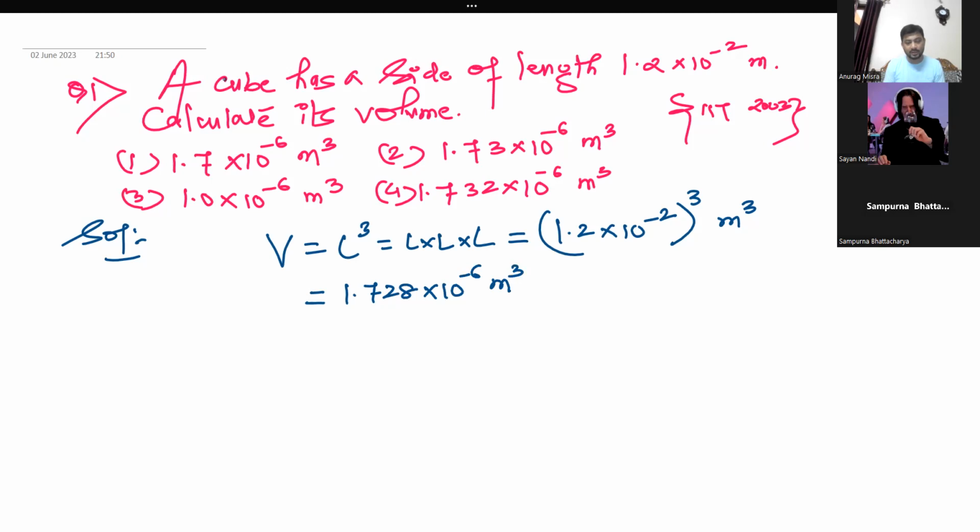But we have to express up to two significant figures. Yani 1, 2, 7. So what is the first insignificant digit to be dropped? 2. So less than 5. Okay. So preceding digit will remain unchanged. Simple हम लोग क्या लिखेंगे? 1.7 into 10 to the power minus 6 meter cube, and we have to say this is correct up to two significant figures.